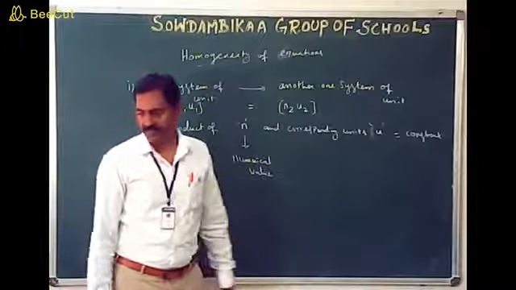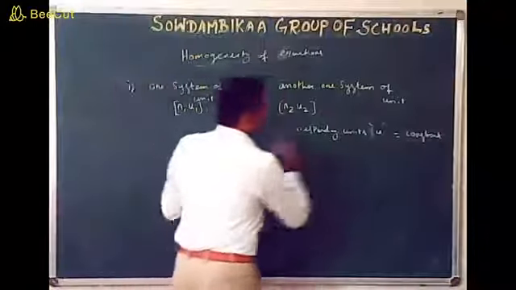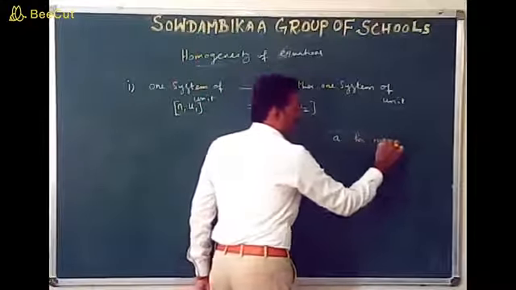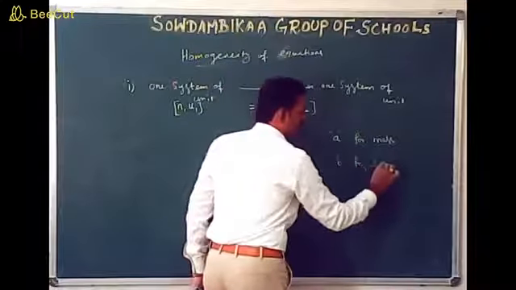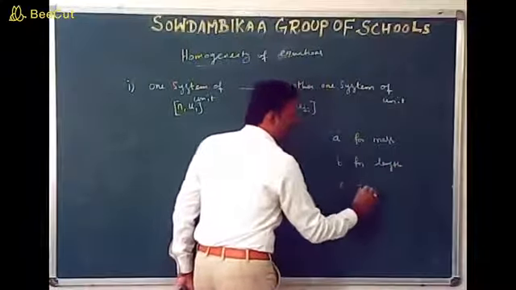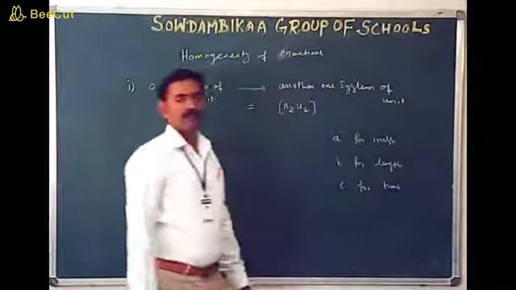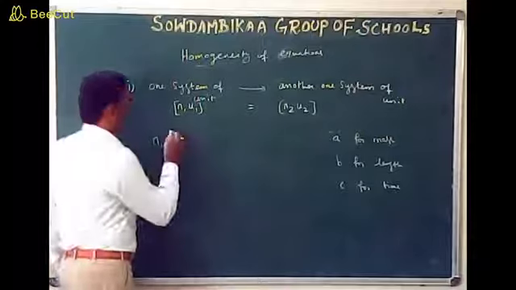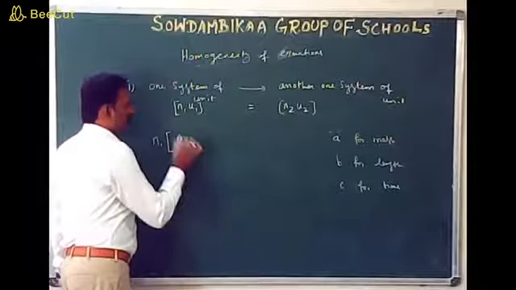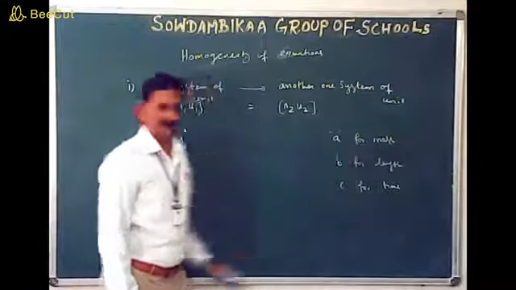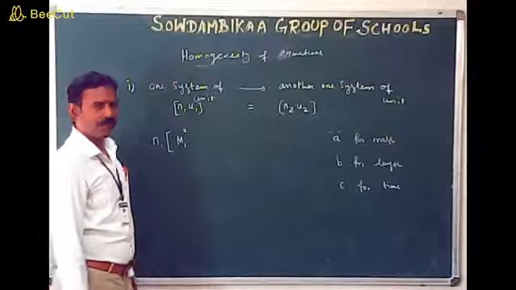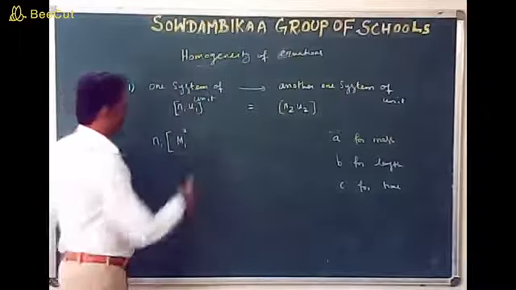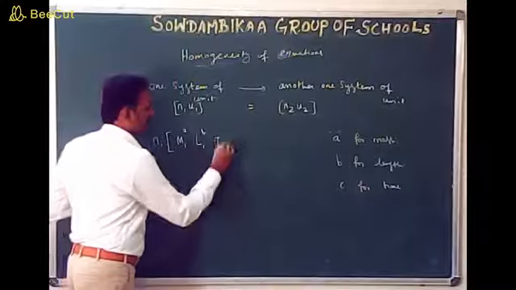Okay. Then in addition to that, a for mass, here small letter a for mass, then b for length, and c for time. Now look at that. n1, m1 power a, because I told a for mass, so the mass is raised to the power of a. Why am I putting the subscript 1? Because that is the value of the physical quantity in one system. L1 power b, T1 power c.